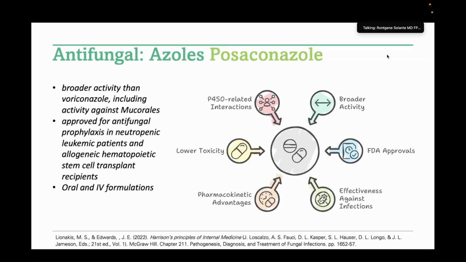Now, the fourth example of your azole is your posaconazole. Okay, so posaconazole has a broader activity than voriconazole. So meaning, the higher the azole, the broader the activity. And this is the azole that is highly active against mucorales.